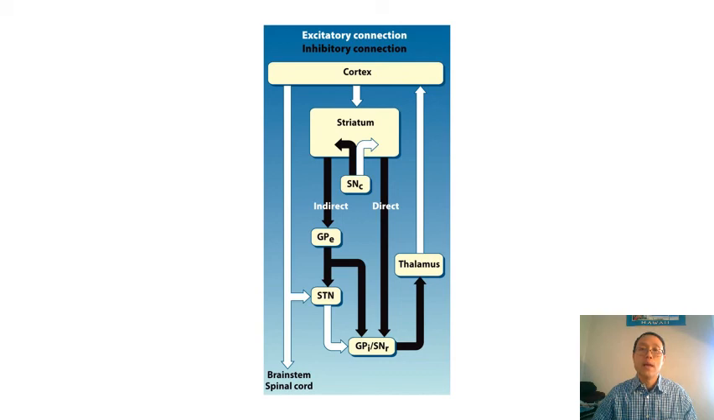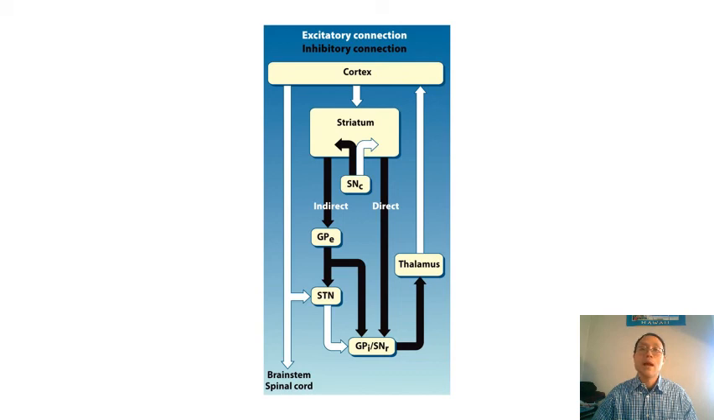So the white links indicate the excitatory projections, and the black links indicate the inhibitory projections. You can see that the input from the cortex projects primarily to the striatum. And then from here, the processing flows along two pathways: one is the direct pathway, and the other is the indirect pathway. Now, the direct pathway goes to the output nuclei, which are the internal segment of the globus pallidus and the pars reticularis of the substantia nigra.